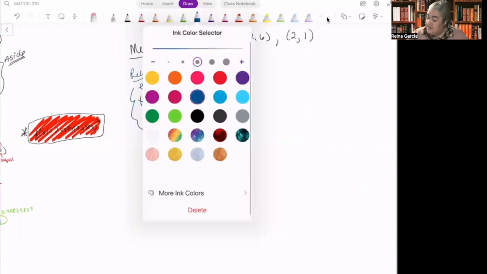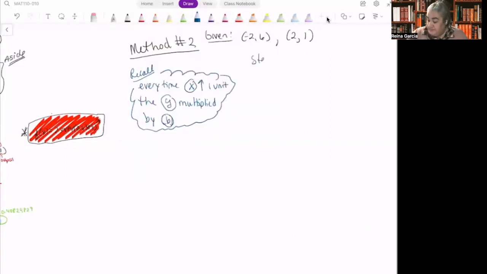So, step 1. If I look at my x's, when my x's went between the 2 points that I have, my x's went from -2 all the way to +2. And if I think about that along the x-axis, that means I did -2, -1, 0, 1, 2. That's 4 units. So my x's increased by 4 units between the 2 points that I have.